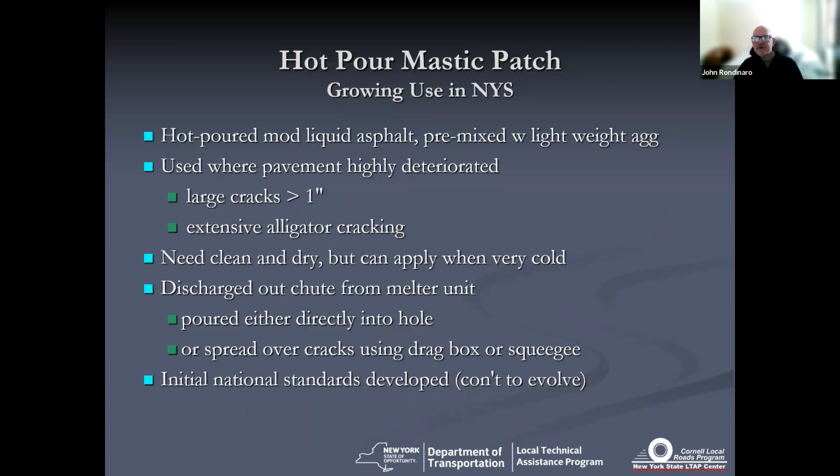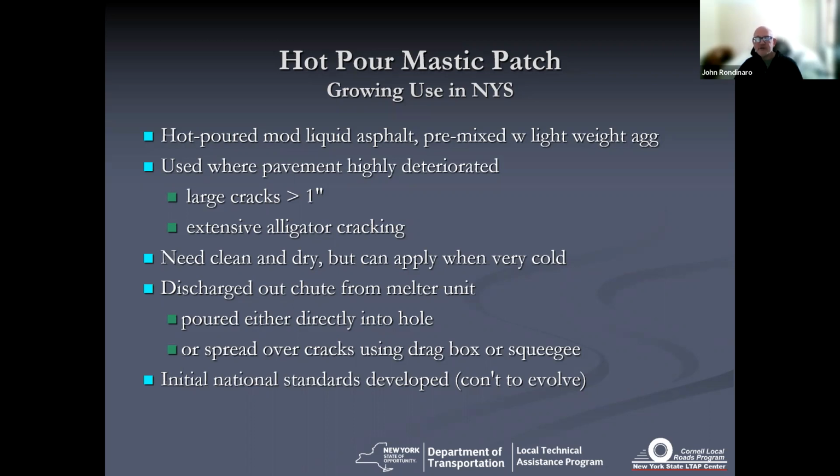You use this where the pavement is highly deteriorated, where you've got cracks greater than 1 inch, or you've got extensive alligator cracking. You need the distress clean and dry, but you can apply it when it's very cold out. I've heard about a couple states that are applying it when the temperatures are 0. They do have to keep the pavement at 40, but they build enclosures just like you would on a bridge project for concrete pours. You discharge it out the chute from the melter unit. It looks like a mini transit mixer, and you can either pour it directly into the hole, or you can spread it over a crack or alligator cracking using a drag box or a squeegee.